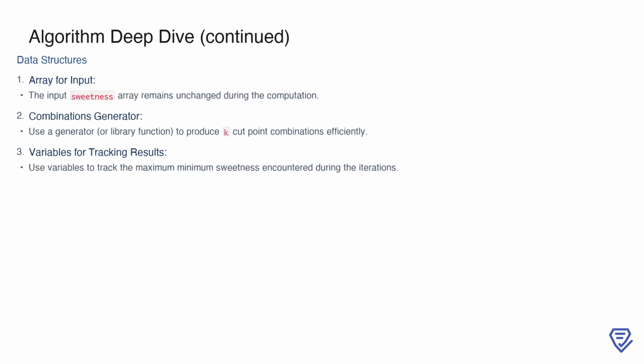To implement the algorithm effectively, we rely on a few key data structures. First, the input sweetness array itself remains unchanged throughout the computation, serving as the basis for all calculations. Next, we use a generator or library function to produce combinations of k cut points efficiently, which is crucial for generating potential splits without unnecessary overhead. Additionally, we use variables to keep track of the maximum minimum sweetness encountered so far, ensuring we always have the best result available. These simple yet essential structures allow us to organize the computation systematically and focus on optimizing the approach rather than managing data flow.